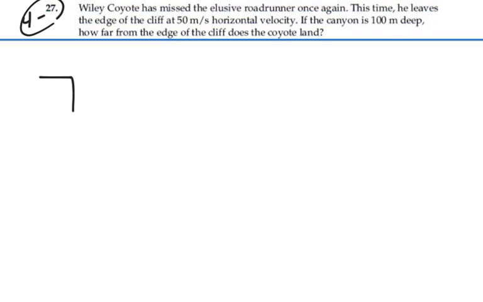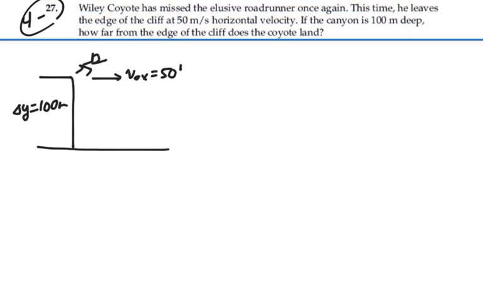Alright, so let's imagine that you were Wile E. Coyote. You're going to leave a cliff that is 100 meters high, and you're going to do it with an initial velocity in the x direction of 50 meters per second. So you're going to go through projectile motion that will take you some point away from the cliff. So we want to find out what that displacement delta x is between there and there.